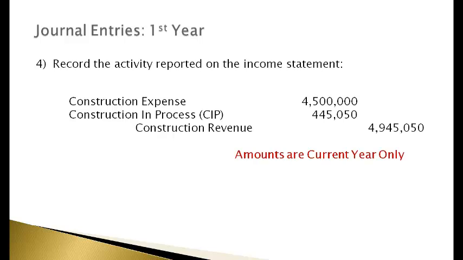Construction revenue less the construction expense gives the estimated gross profit determined by the table. All amounts in the entry are for the current year only.